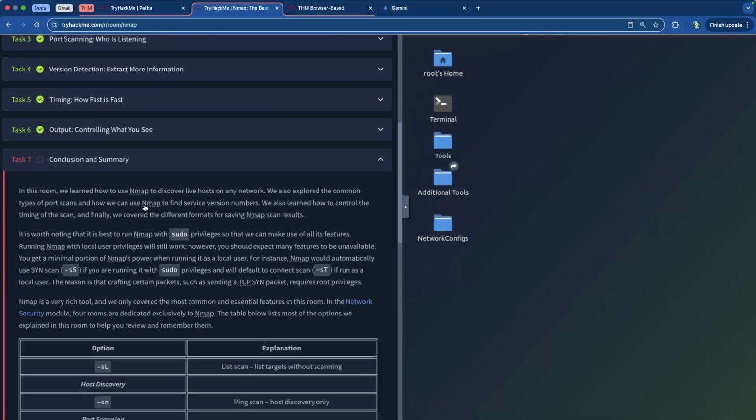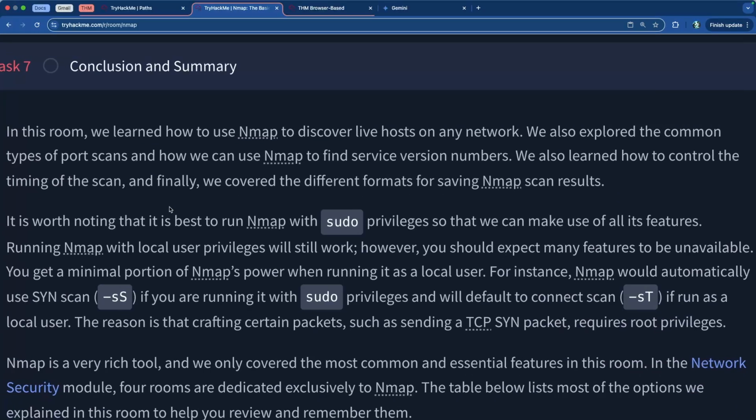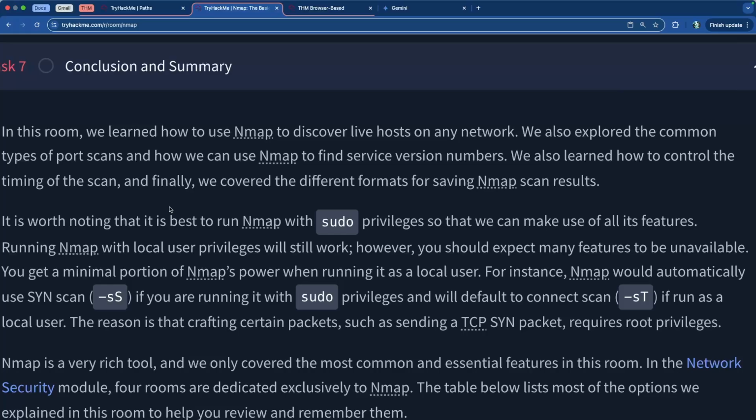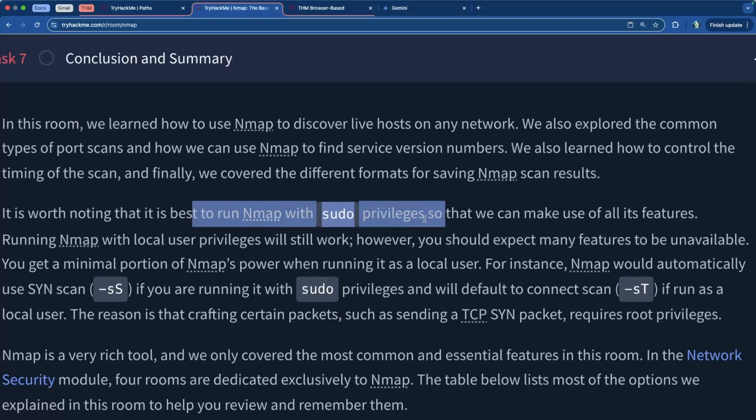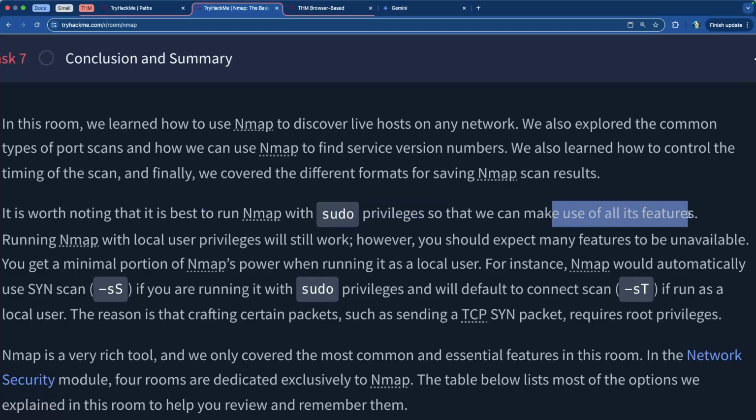Okay, so let us go into our conclusion and summary, and then I'll give you a couple of extra notes at the very end, and then we'll wrap this video. In conclusion, we have run a variety of different scan types and options with Nmap. It's important to understand that we actually ran Nmap with sudo privileges because we were signed in as root, and we were able to use a lot of its features.